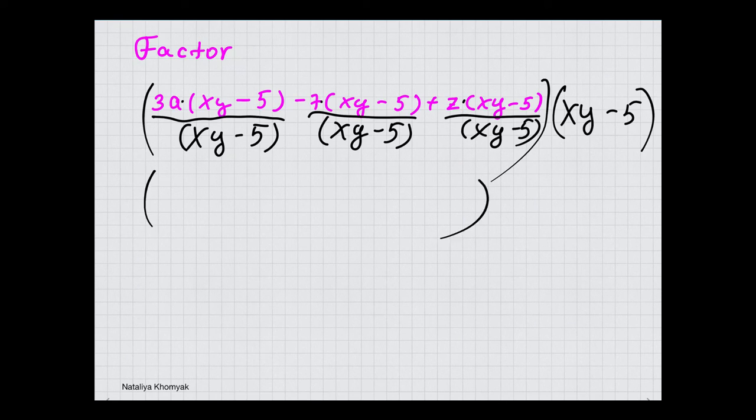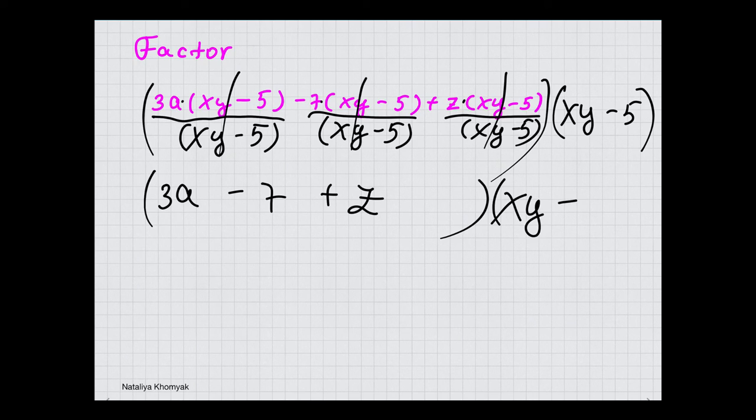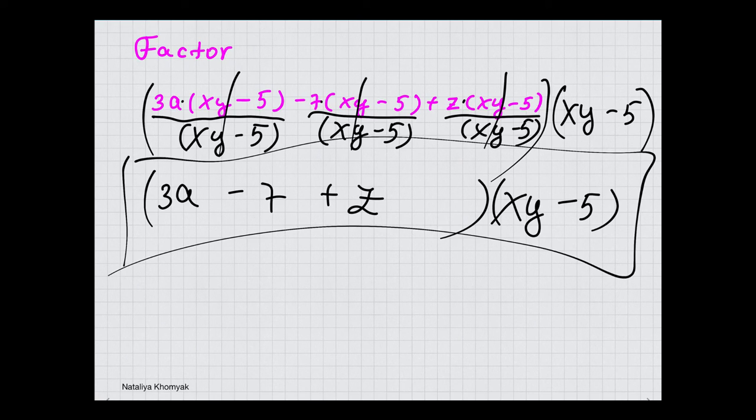So let's reduce each fraction. This is 1, this is 1, this is 1. So we have 3a minus 7 plus z left over in this parentheses times xy minus 5. And this is our solution. That's all.